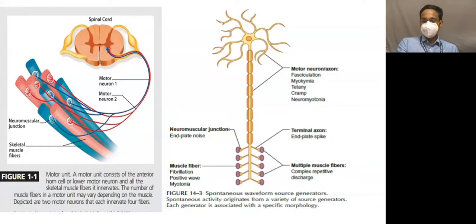What happens in patients with ALS is that there is a progressive degeneration of the anterior horn cells. Some of them are involved and some of them are spared, and when one gets degenerated, the innervation of the other muscle fibers is taken care of by the adjacent motor units, and therefore the motor units become larger.